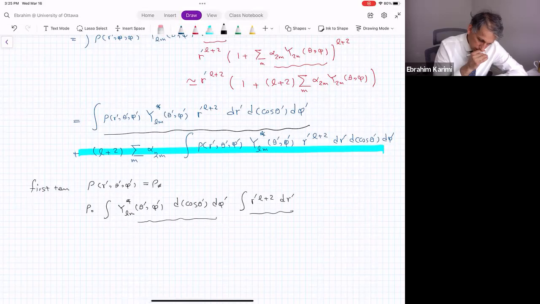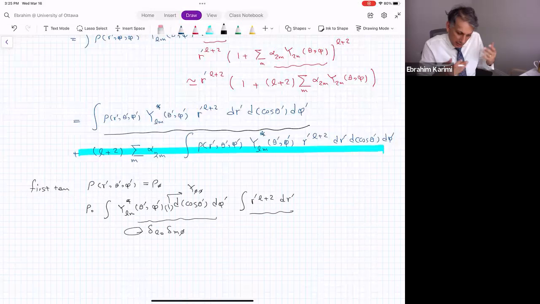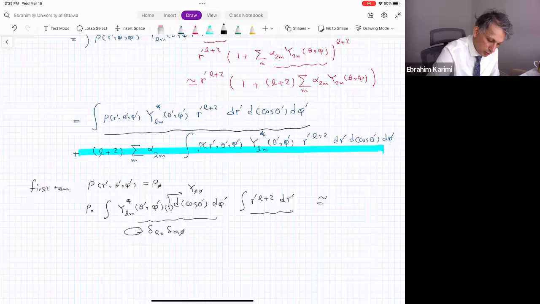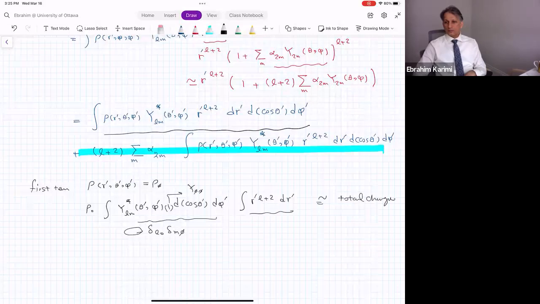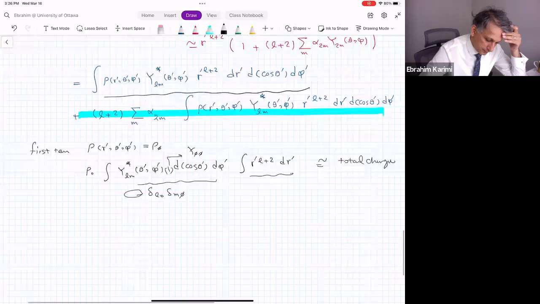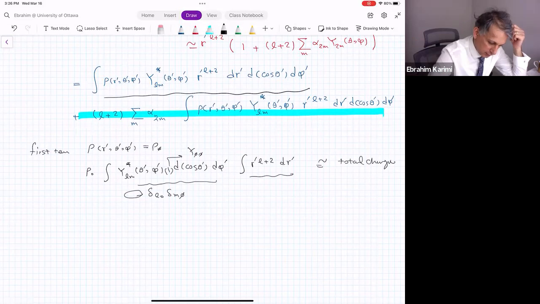Okay. What do you get from this term? That will be delta of L0, delta of M0 with a coefficient. Why so? Exactly. We have a coefficient of 1, and 1 can be expanded in terms of Y00. That's all. Then you will get that contribution. Therefore, that will be proportional to the total charge, which will be rho 0 multiplied by the volume, essentially. Good. Only L equal to 0 and M equal to 0 will be contributing. So it will be Q00 only. Good.